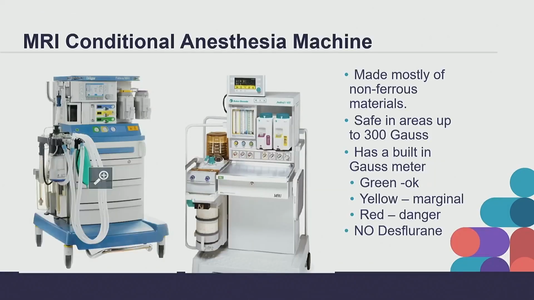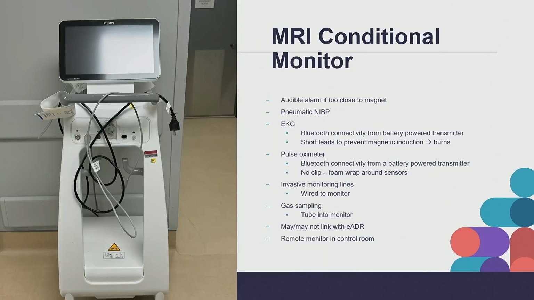So there are MRI conditional anesthesia machines. Right now, the major one on the market is Draeger. GE is coming out with a new one. They haven't had one on the market for a while. These are safe in areas up to 300 Gauss. They'll have a built-in Gauss meter. The Draeger one here, I don't know. Oop, we'll go back.